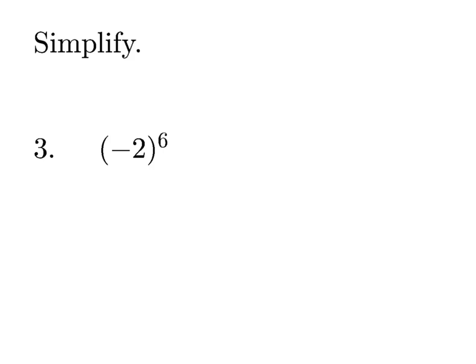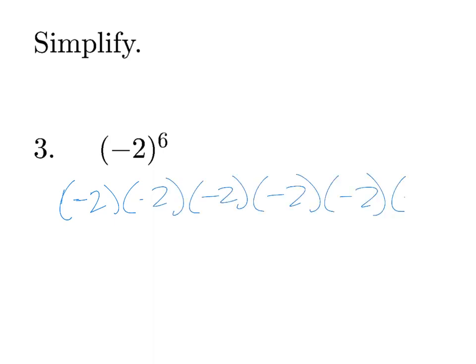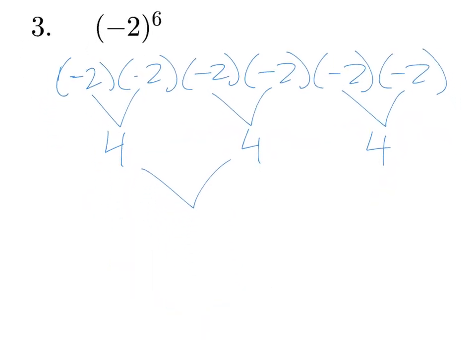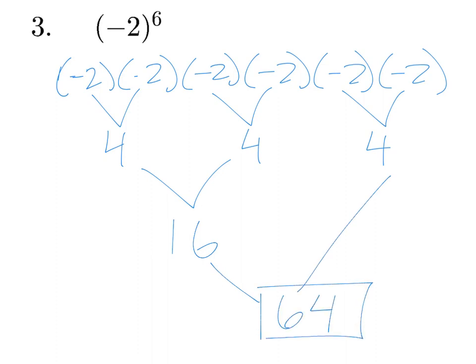Simplify. -2 to the 6th power. So it's -2 times -2 times -2 times -2 times -2 times -2. All right, multiply these, I get 4. Multiply these, I get 4. Multiply these, I get 4. Then I have 4 times 4, which is 16. And then I have to do 16 times 4, which is 64. All right, very easy to do.